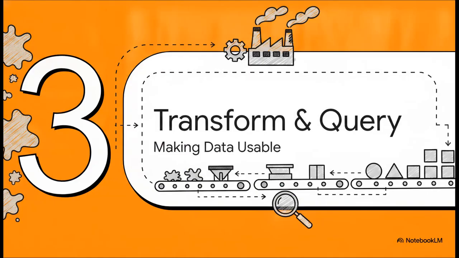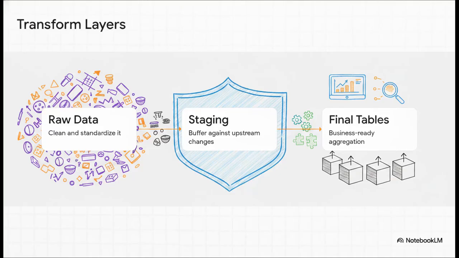Let's move into Section 3, transformation and querying. This is where we make the data actually usable. You can't just unleash your analysts on raw data and expect good results. You need a highly structured assembly line. First, you start with the raw data. Then, you clean and standardize it into staging tables. Finally, you join and aggregate it into your final business-ready tables.